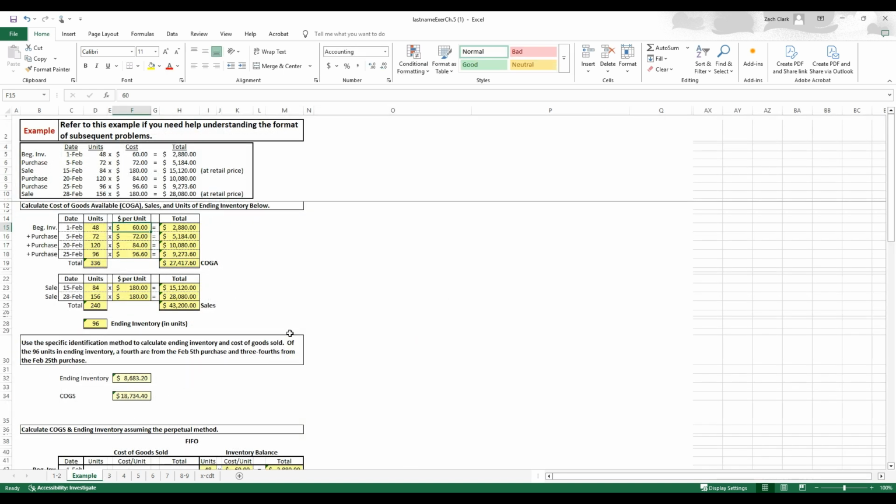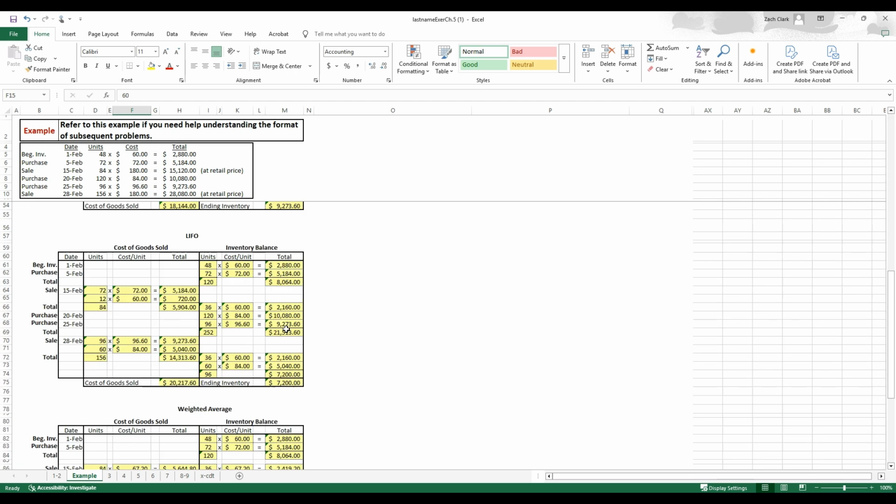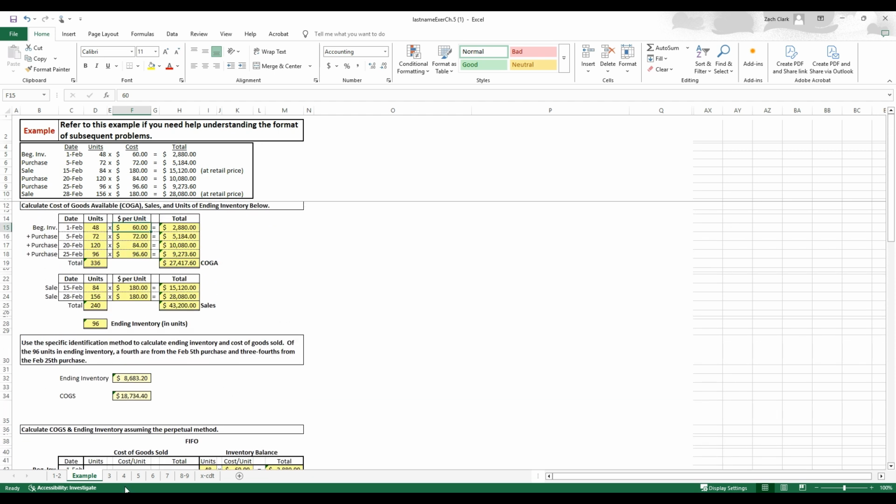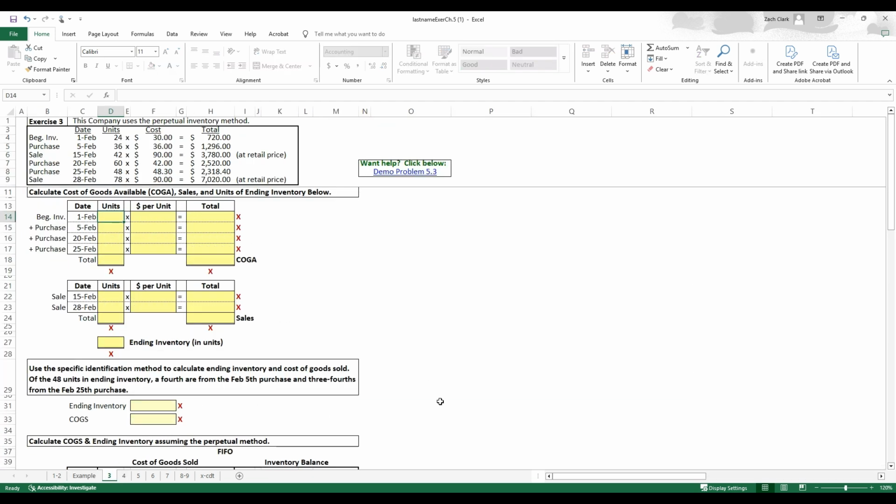Note that you do have this example formatting tab here that you can refer to if you need help working through the problems, but if you watch this video, we'll work through them together. So that should hopefully be sufficient to get you what you need. Okay, so let's take a look at these problems.